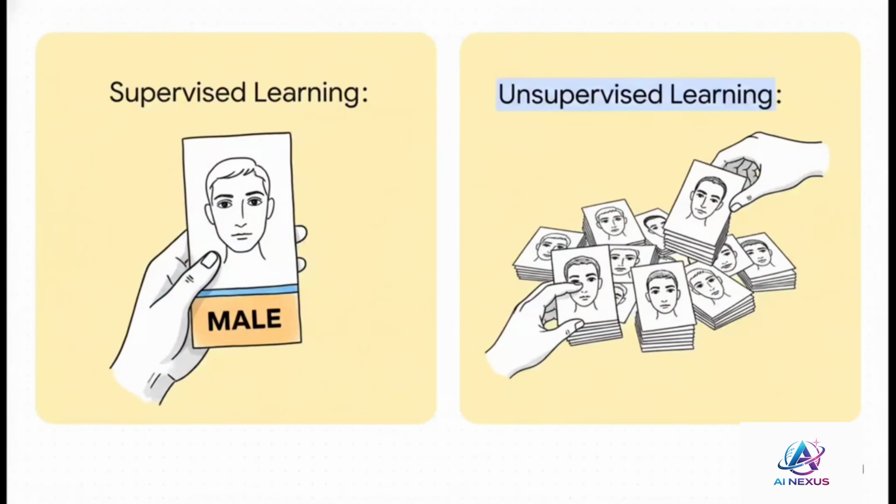So here's the key difference. Think of supervised learning like studying for a test with flashcards that already have the answers on the back. You feed the AI thousands of photos that are already labeled male or female, and it learns the patterns from those labeled examples. Unsupervised learning, on the other hand, is like giving it that same giant pile of photos, but with no labels at all. You just tell it, here, sort these. The AI has to find the hidden patterns all by itself.